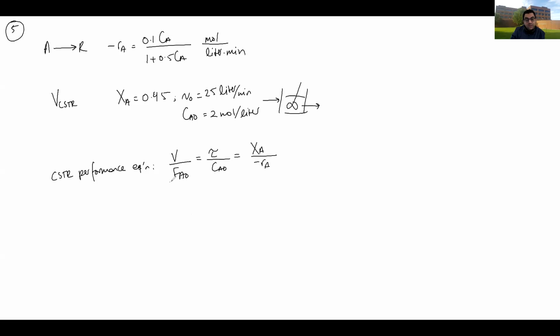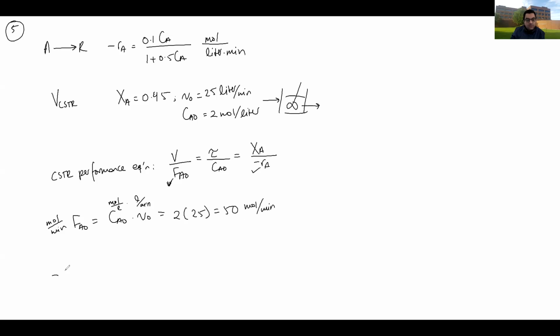So I need basically FA naught and I need minus RA to get V, right? Because I already have XA. So let's start with FA naught. FA naught is equal to CA naught multiplied by V naught, right? This is mole per liter. This is liter per minute. So I should get FA naught in mole per minute. CA naught in this case is 2. V naught is 25. So my FA naught is 50 mole per minute.